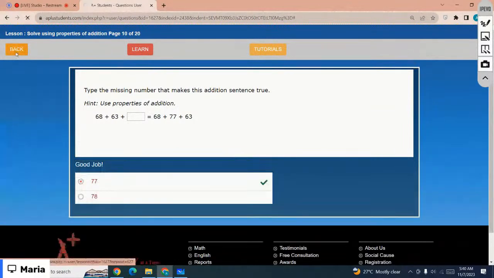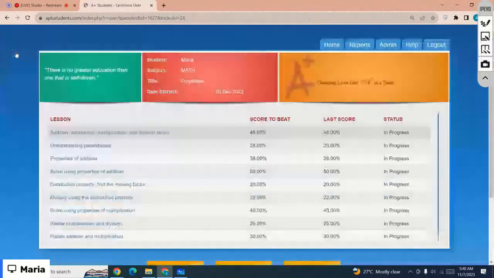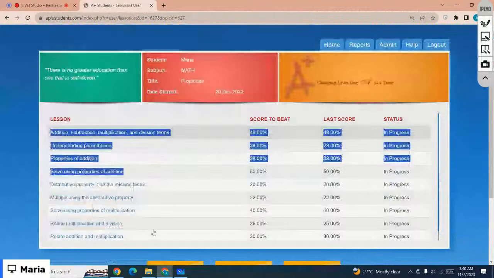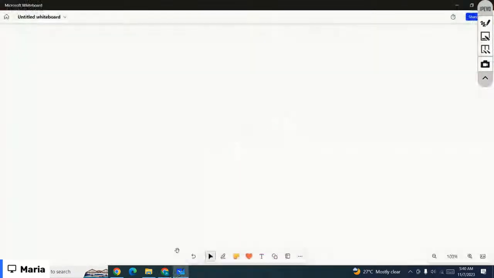So we were working on grade 4 math. Grade 3 math, we're working on grade 3 math. The chapter we're working on is properties, and the lessons we have covered are addition, subtraction, multiplication, and division terms, understanding parentheses, properties of addition, solve using properties of addition. So please make sure before the next session you complete all the practice questions for the lessons we did today. If you need more help with any of the lessons, you can contact any tutor on Skype.